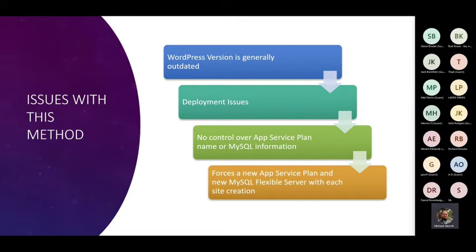And again, like I mentioned on the last screen, you have no control over the names of the app service plan or the MySQL database information or server information. And this can be very problem causing if you have things that are named very similar. And in my playing around with this yesterday, it did actually create 2 app service plans that have nearly identical names just because they were in the same resource group.